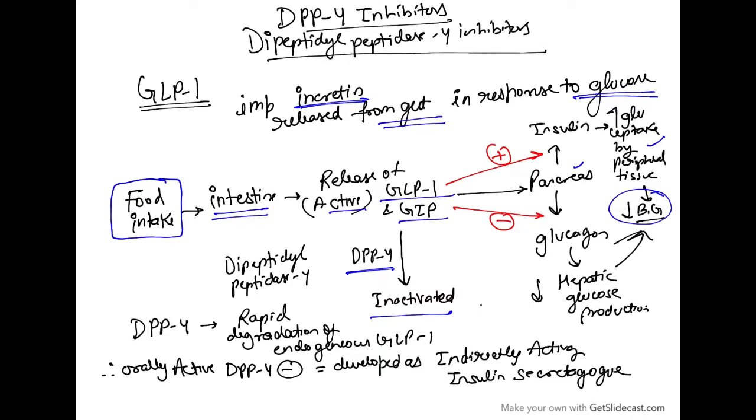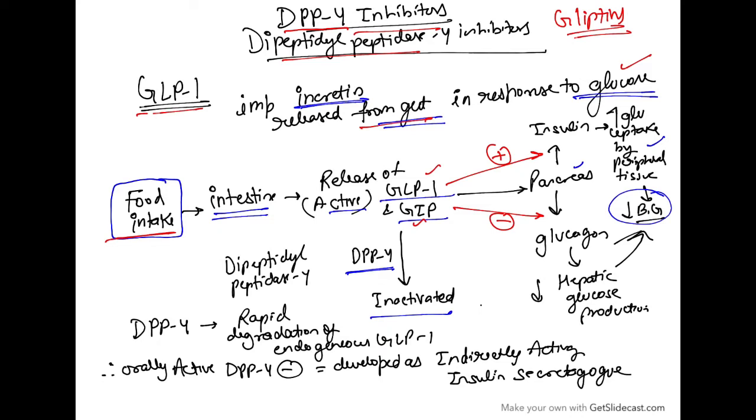We are going to discuss a very important oral hypoglycemic agent, dipeptidyl peptidase 4 inhibitors, informally also known as gliptins. As we have discussed in the previous video about incretins like glucagon-like peptide 1, these are released from the gut in response to glucose. Whenever we take food, the intestine releases some incretins like GLP-1 and GIP, and these act on the pancreas and they stimulate the release of insulin while inhibiting the release of glucagon.